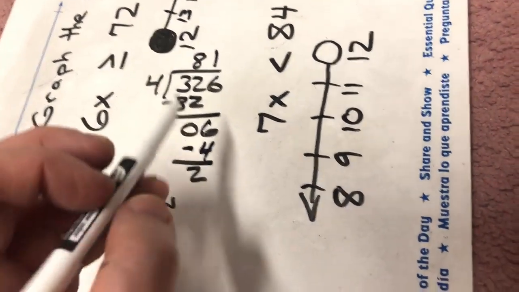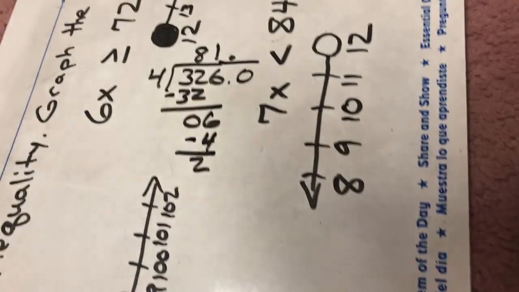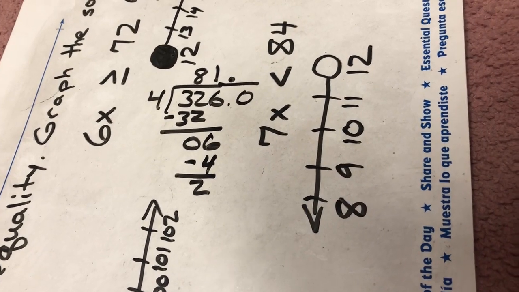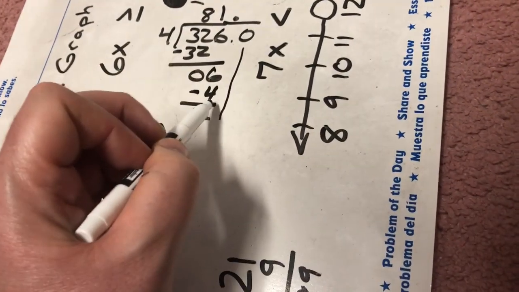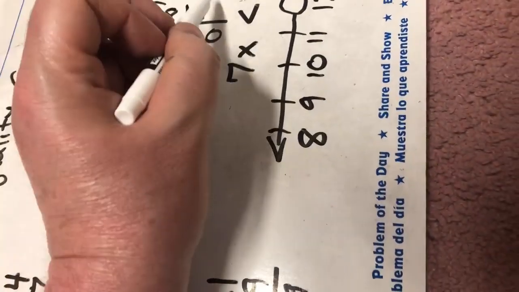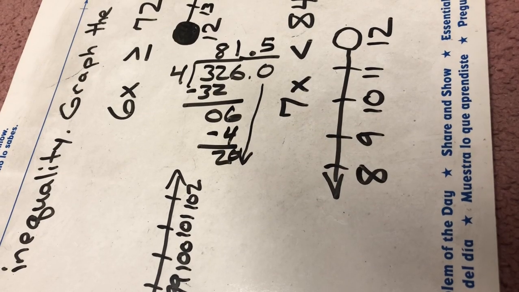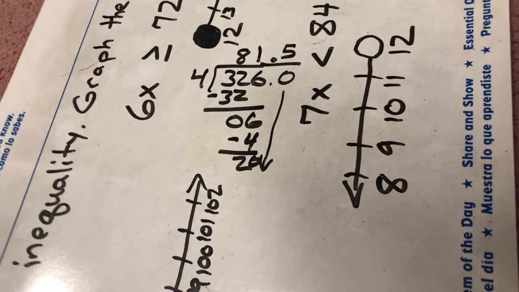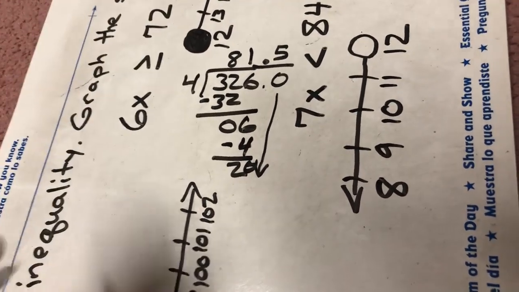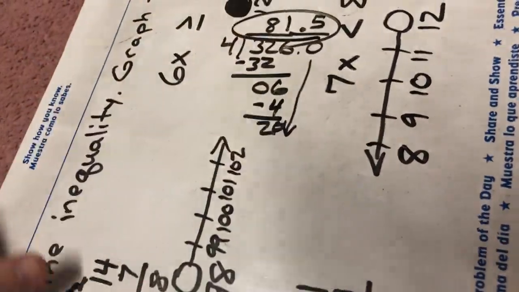Sixth graders, you should know that in this situation, we're going to add a decimal 0. We're going to bring the decimal straight up. We're going to bring this 0 down and make that 20. 4 can go into 20 5 times, and I know that there's none left over because 4 times 5 is 20. All right, so in this situation, y is going to equal 81.5.